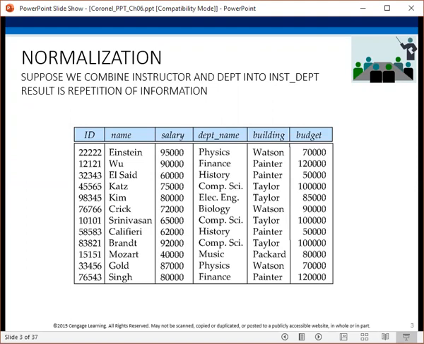So what if a computer science department, for example, changes from Taylor to Hrabowski? We have to change it in multiple places, not one place. And what if we miss some? Then we have inconsistent data. So we need to consider breaking our universal table into a set of tables that are organized better so we can avoid these types of problems with our design.